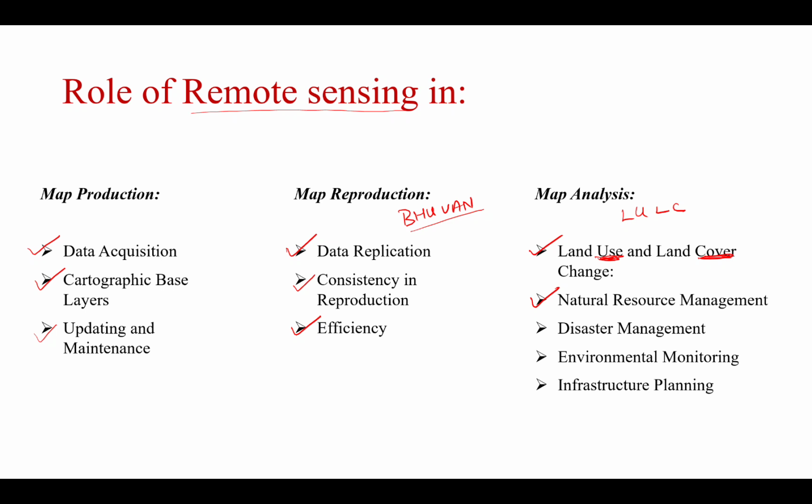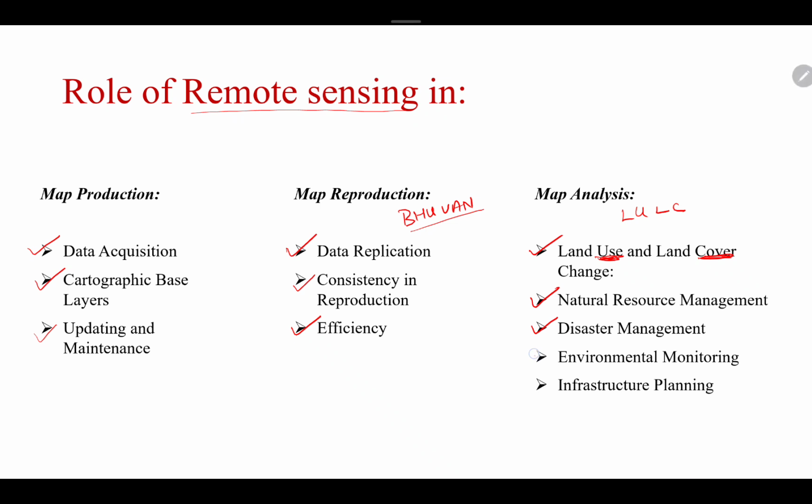Next is disaster management. Remote sensing plays a vital role in disaster management and response. It helps in mapping affected areas. It helps to analyze the damage, assess how much damage has happened, and support the rescue and relief operations. So it can help in telling us exactly where we need to go, who we need to help exactly, etc.